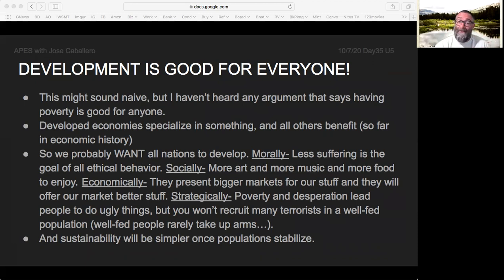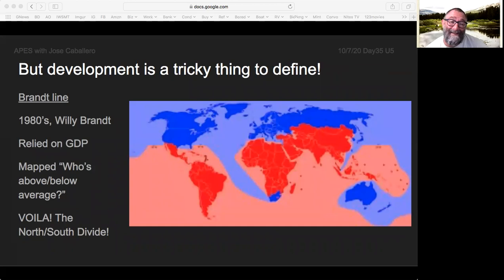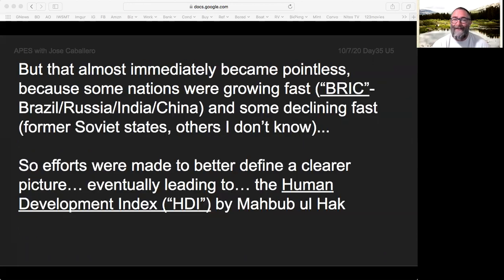So we want development, but development is a really tricky thing to define. Some guy named Willy Brandt took all the countries on Earth and just said, who's above average and who's below average in terms of GDP, in terms of their economy. And in the 1980s, we got this diagram. It's called the Brandt line diagram, and it introduced this thing called the North-South divide. Voila. But this was almost immediately pointless. Some nations were growing fast. They were called the BRIC nations. Some were declining fast. And so we had to invent something better.